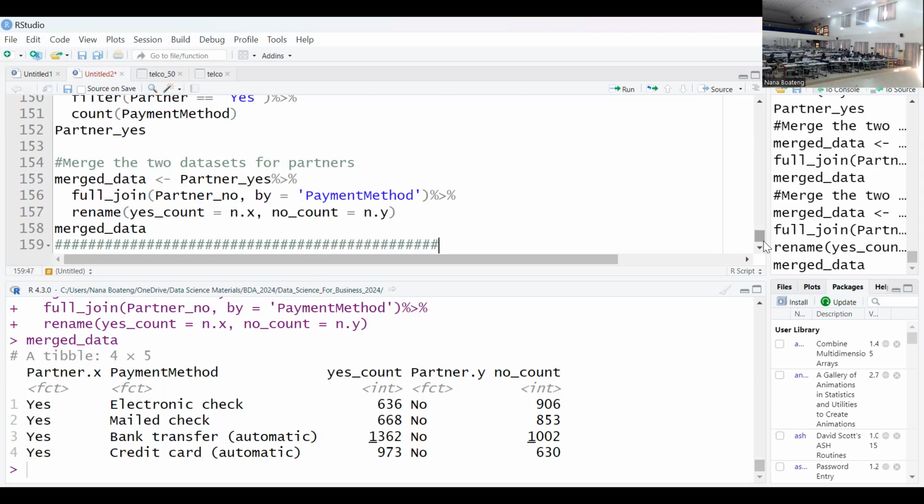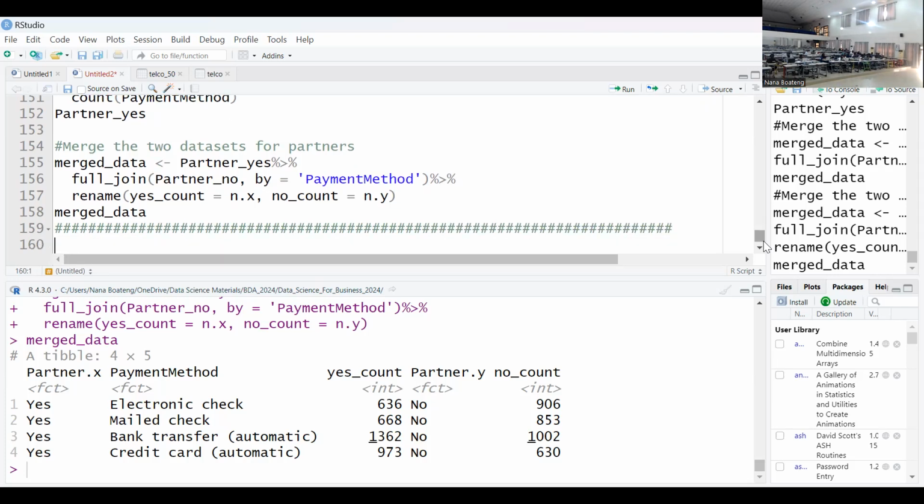Please, any question? Yes, this is just more or less a general question about RStudio. Does it work on the cloud? Yes, it does. I'll get to you on that, okay?